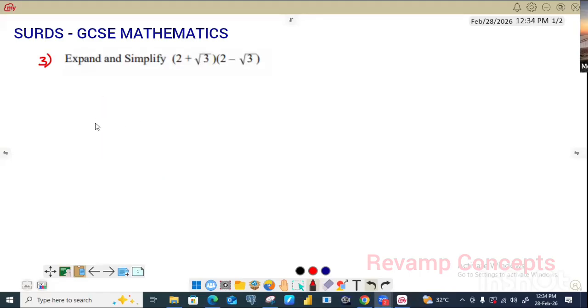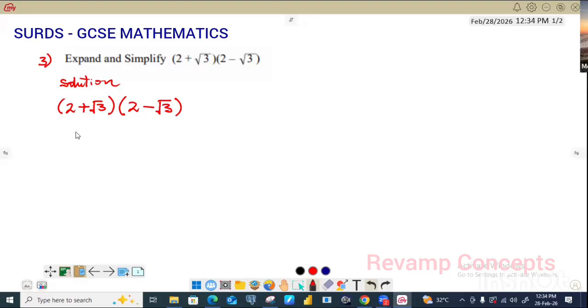Okay, we have to expand and simplify this expression, and we can expand it the same way we expand our normal numbers. And of course, this one is like a difference of 2 squares. So let's see how we expand this. Now we have 2 plus root 3 into bracket 2 minus root 3.